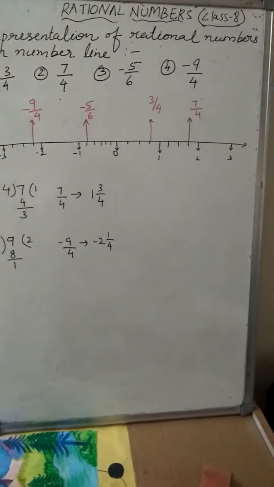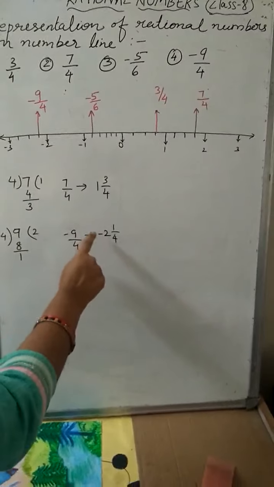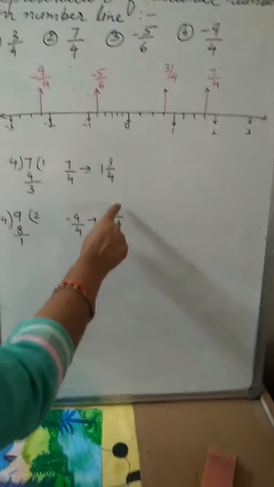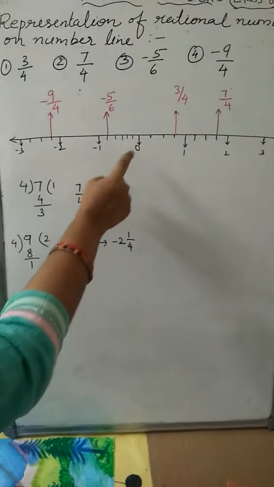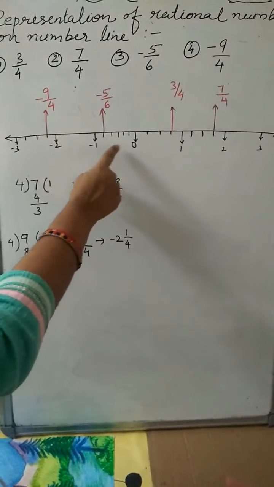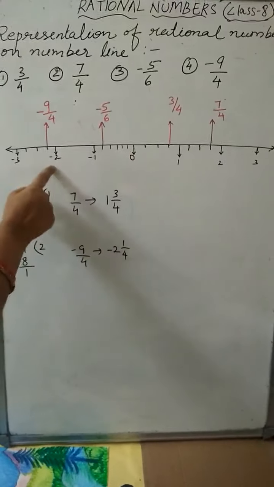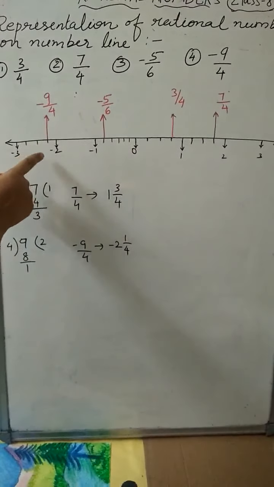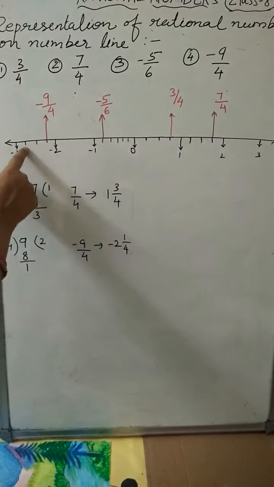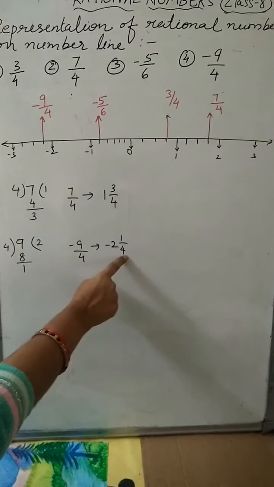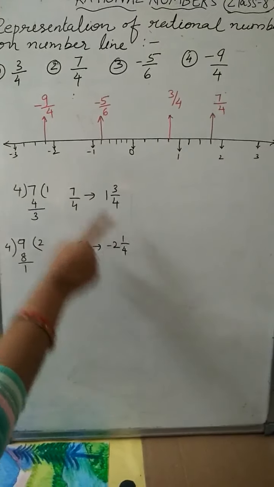And this means 2 whole and 1 by 4. 2 whole, now start counting from here. 1 unit, 2 units. So you have to leave these 2 units. Then again we have to divide this into 4 equal parts because the denominator is 4.